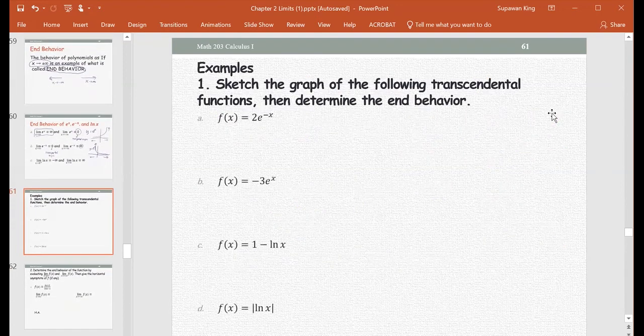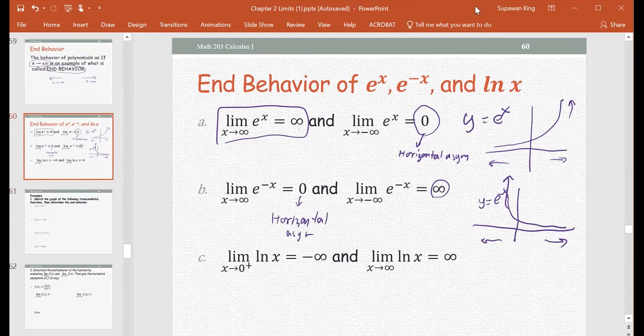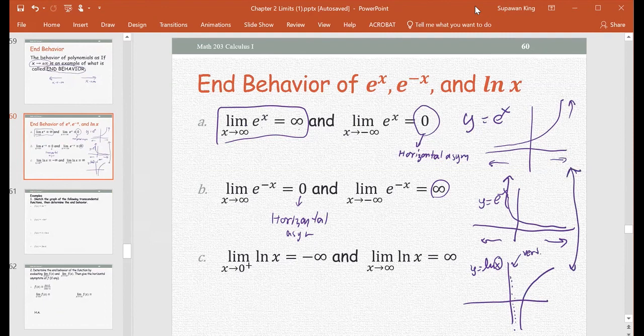And the last one, anyway. The natural log of x, y equals natural log x. Log x is defined when x is greater than 0. So there is no graph on the left side of the xy plane. So we know this is the vertical asymptote of the log graph. And again, log and exponential are inverses of each other. You can flip y equals e to the x to x equals e to the y. A horizontal asymptote becomes a vertical asymptote and so forth.